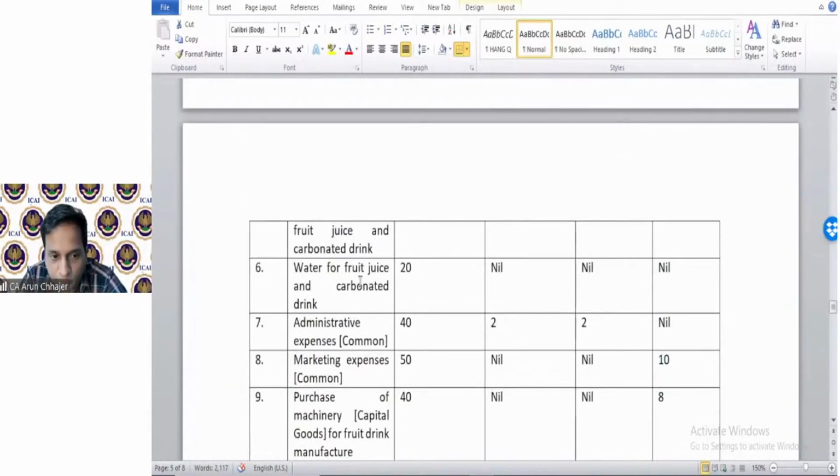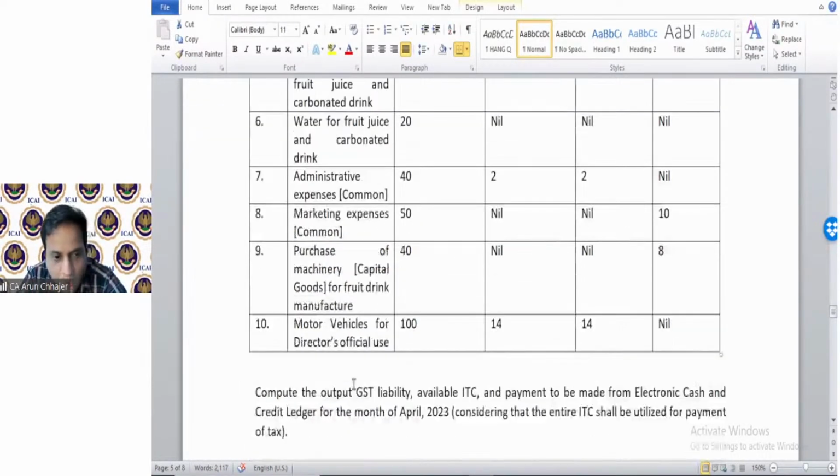Water for the fruit juices and carbonated drink, no tax. Administrative expenses common, marketing common. Purchase of machinery for the fruit drink manufacture. Now see, this machinery has been purchased for the fruit drink, which is taxable. So do I need to reverse any ITC in the ratio of the exempt and taxable for the purpose of machinery?